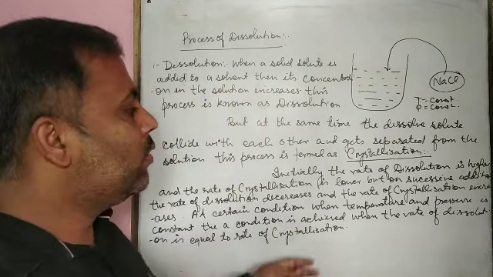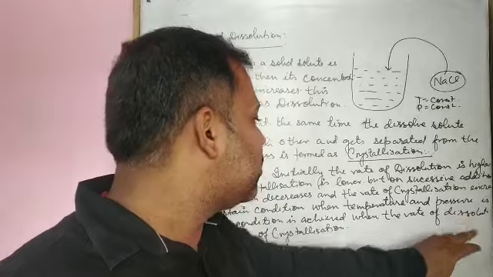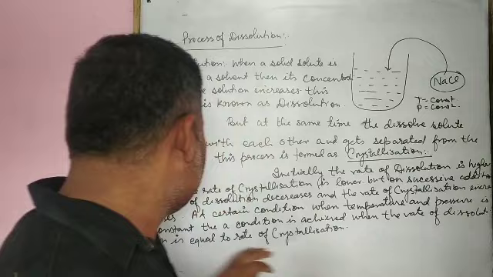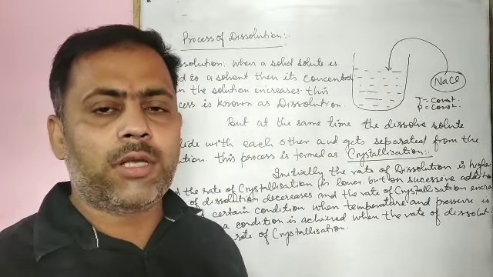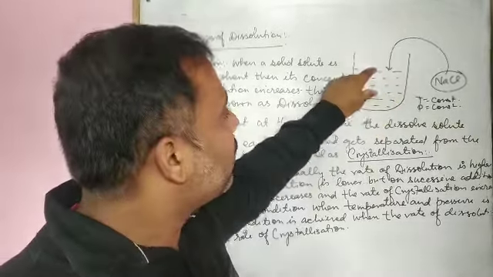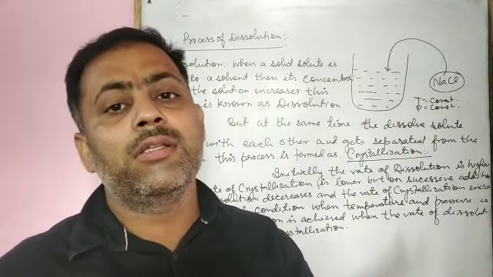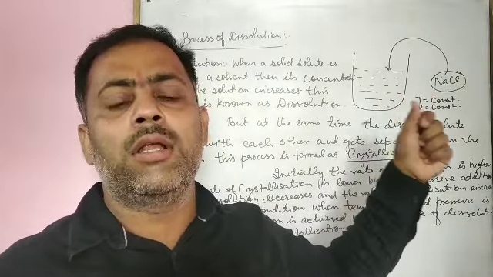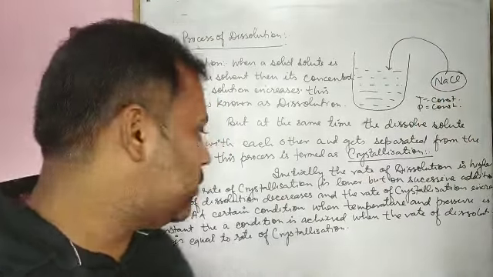What we see here is that at a certain condition, when the temperature and pressure are constant, we have achieved a condition where the rate of dissolution is equal to the rate of crystallization. When they are equal, the concentration of the solute in this liquid remains constant. And when the concentration of the solute remains constant at a given temperature and pressure, it is termed as saturated solution.